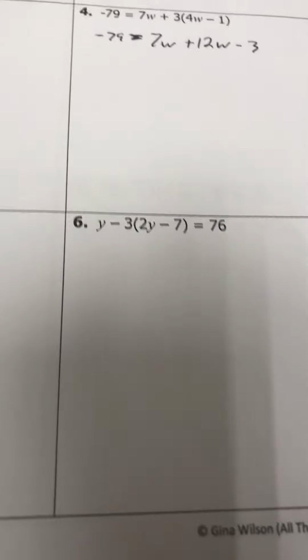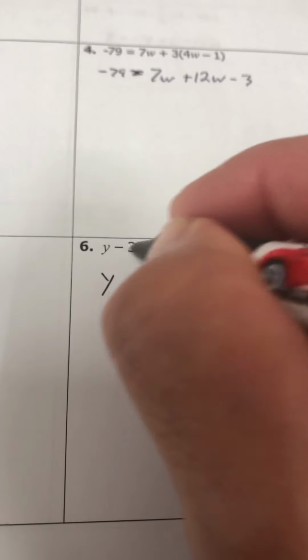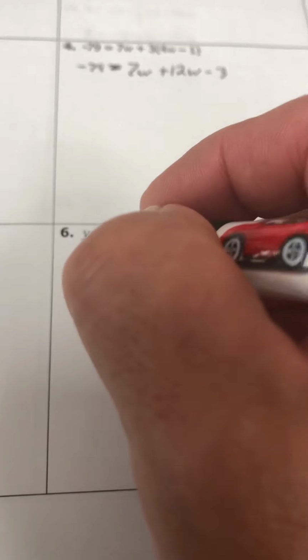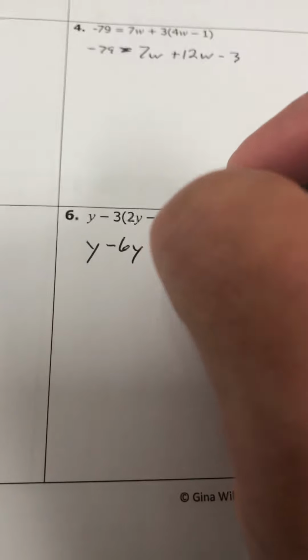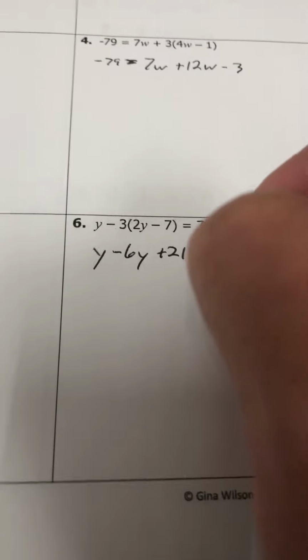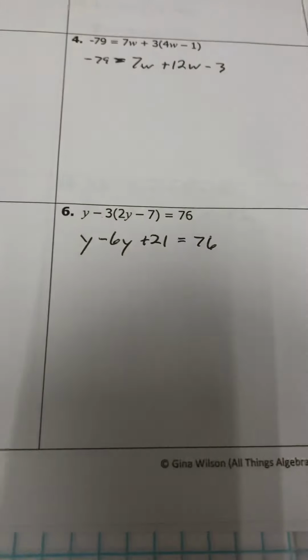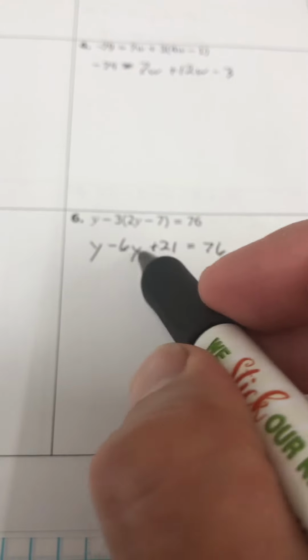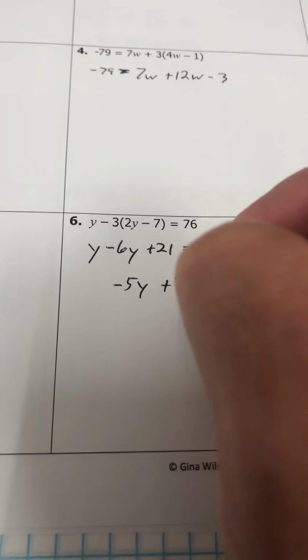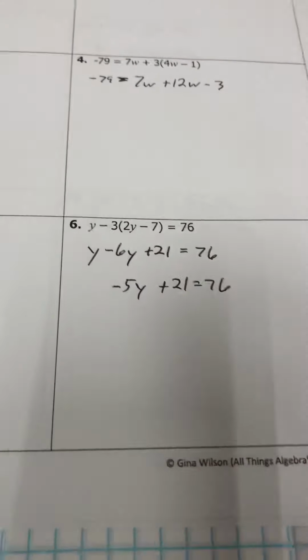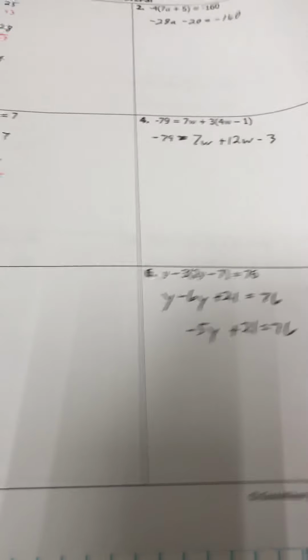Let me get you started on number 6. I have y. -3 times a 2 is a -6y, and then I have -3 times a -7 gives you a +21, and then I have 76. Y and a -6y is going to be a -5y plus 21 equals 76. And I'm going to stop right there so that you can finish that one, because I just wanted to start you on those. Three more.